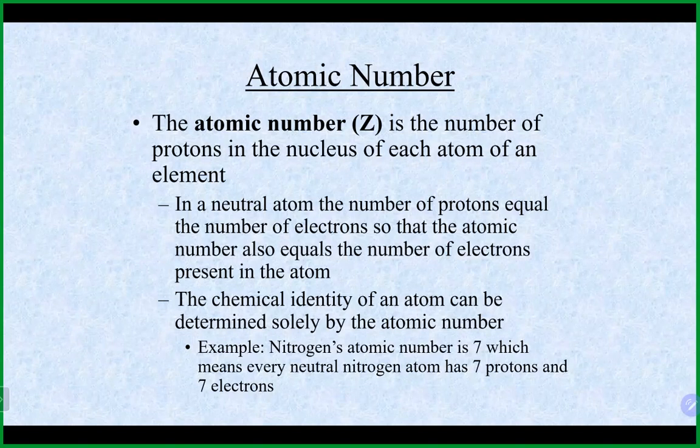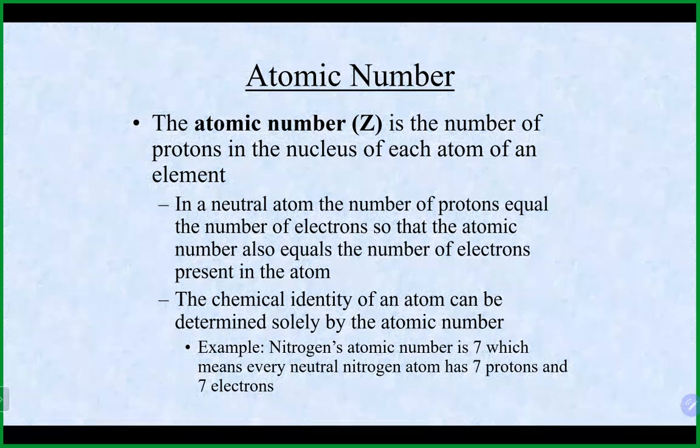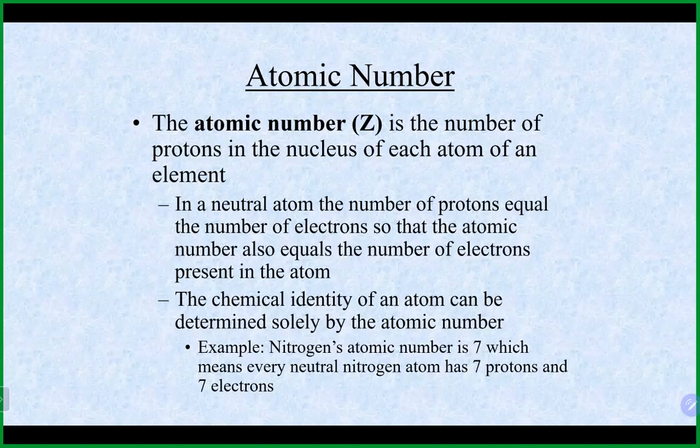Now, if we have a neutral atom, obviously, since there are only 3 particles that make up an atom, protons, electrons, and neutrons, and neutrons have no charge, and protons are positively charged, in order for something to be neutral, you would need the same number of electrons. So if you have a neutral atom and you know the atomic number, or you know the number of protons, which is basically the same thing, you will also know the number of electrons.